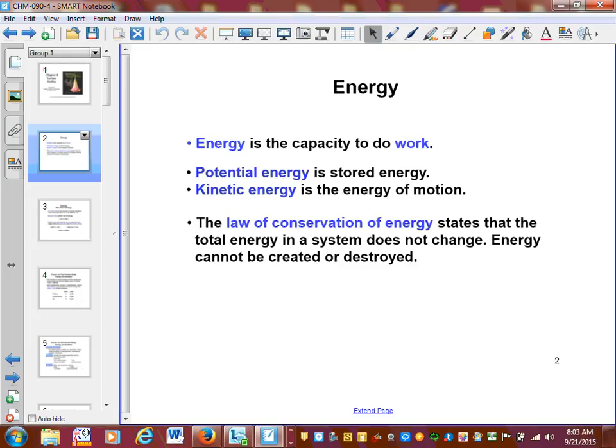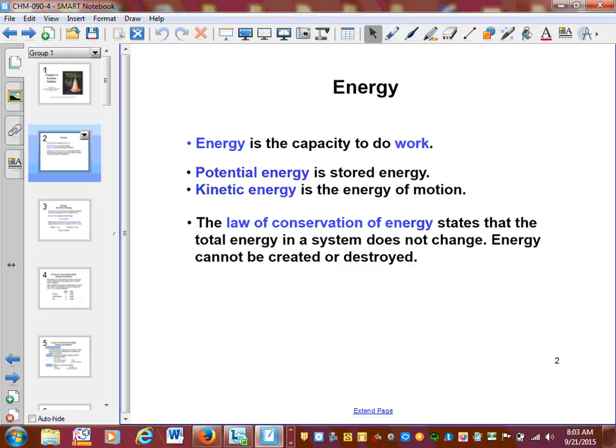So if you look at a dam, the water behind it is potential energy. If the dam breaks, you're going to see a lot of kinetic energy. At least until the water hits you, you'll see a lot of kinetic energy. And you'll feel a lot of kinetic energy. Okay? The law of conservation of energy says the total energy in the system doesn't change. Energy cannot be created or destroyed.